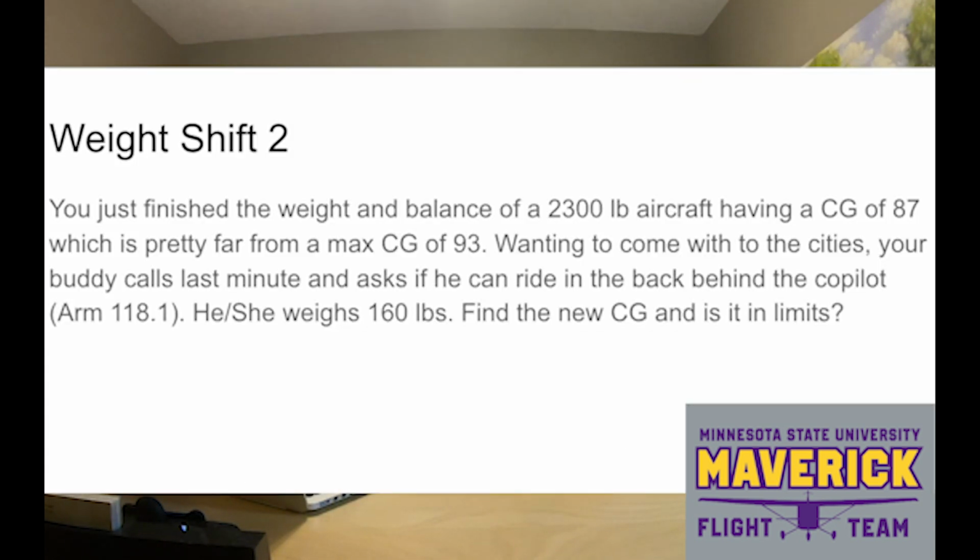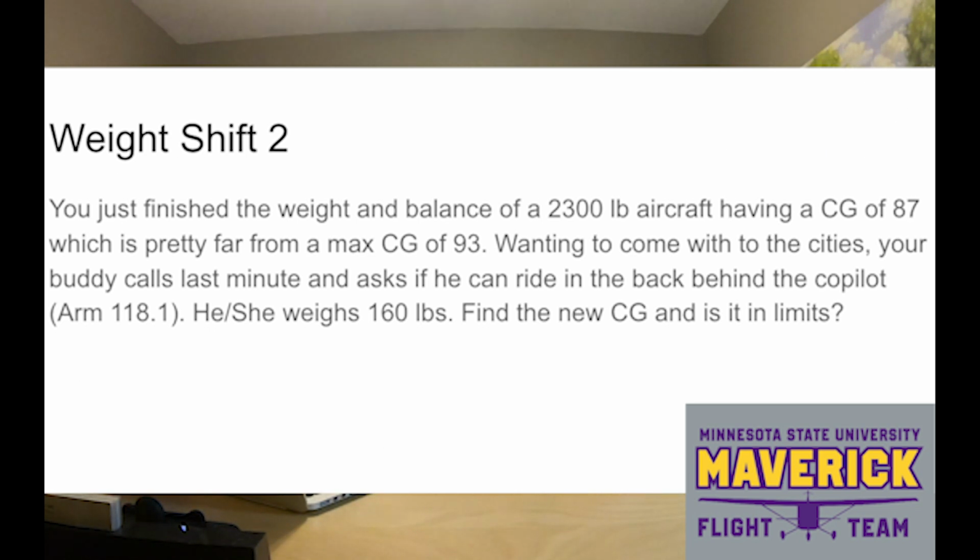You finish the weight and balance of a 2,300 total pound aircraft, you and your co-pilot, fuel, everything on board, having a CG of 87, which falls pretty far from a max CG of 93. Wanting to come to the cities, a buddy calls you on the phone last minute and asks if they can ride in the back of the plane. You know, being that you already have a co-pilot with you, they can't sit in the front, so they just want to ride in the back with you guys to the cities to visit some friends.